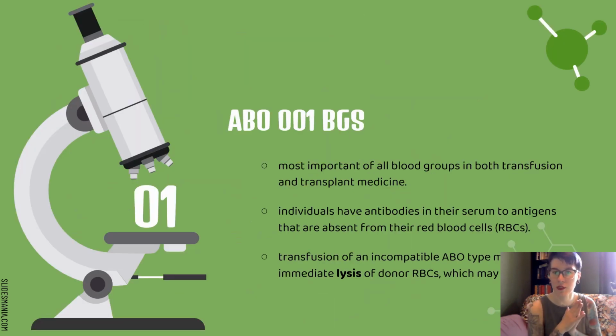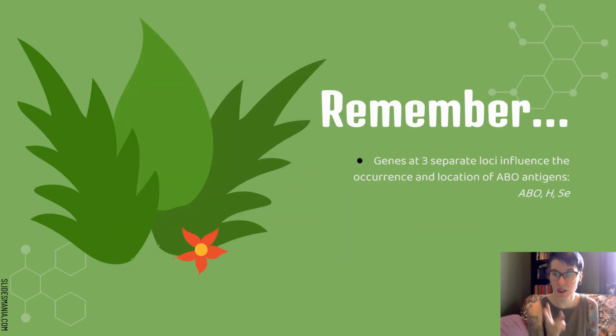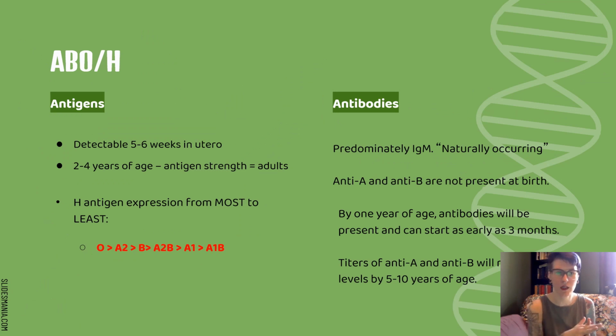ABO, the original blood group system. It is the most important of all the blood groups in transfusion and transplant medicine because those antibodies are naturally occurring. Remember, there are 3 genes that are responsible for the ABO antigens: ABO, H, and secretor. Okay, the ABO antigens are detectable in utero around 5 to 6 weeks old. They reach adult strength when they're about 2 to 4 years of age.